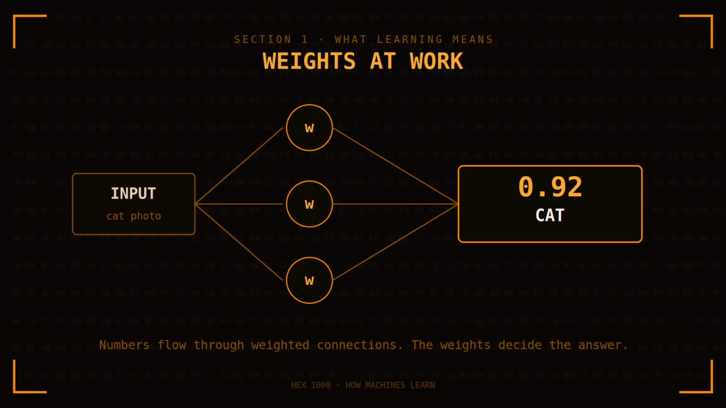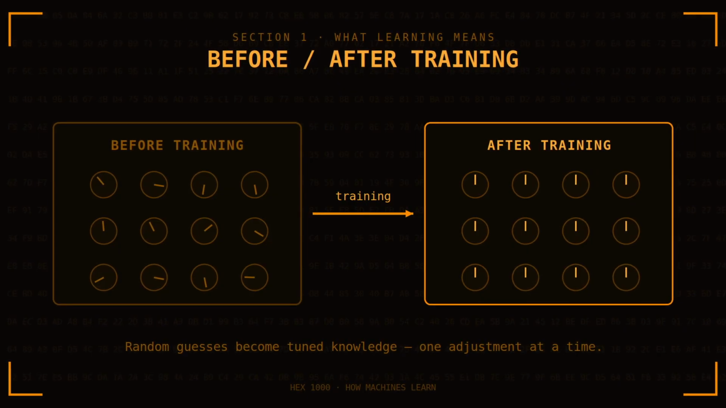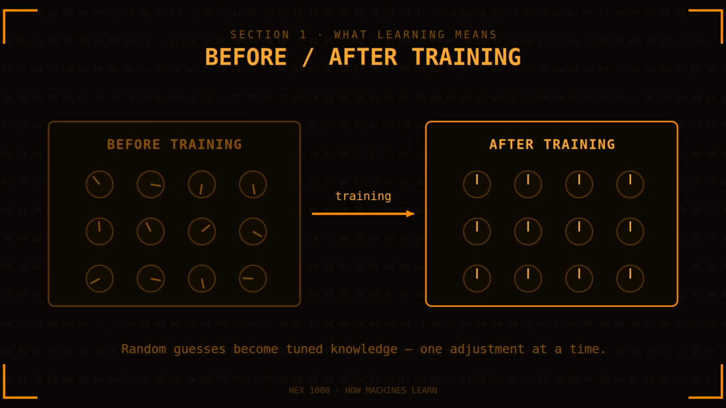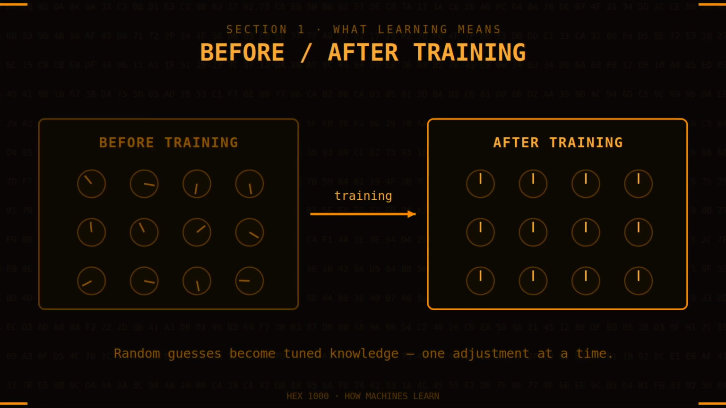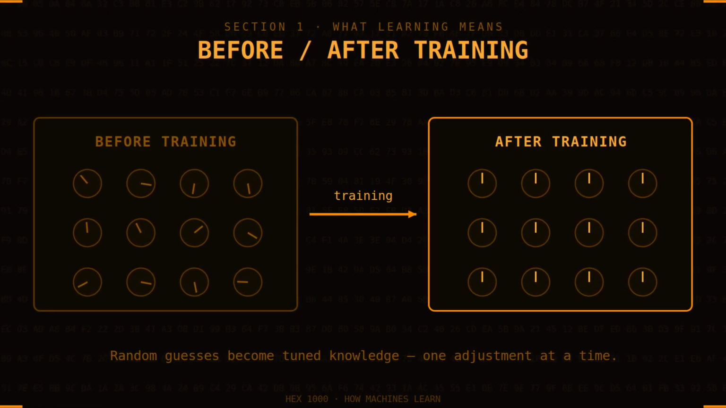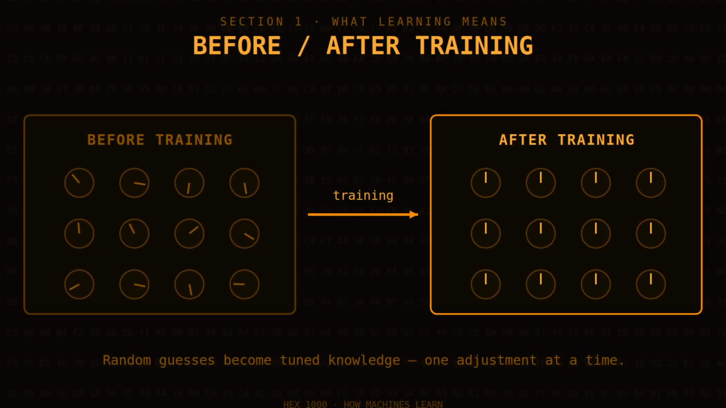So here is what learning means, precisely. At the start, all those parameters are random. The model is useless. It guesses. Learning is the process of adjusting those parameters, slowly over many examples, until the model produces correct outputs. That's it. Learning is just tuning numbers. Millions or billions of numbers, tuned until the math gives the right answer.